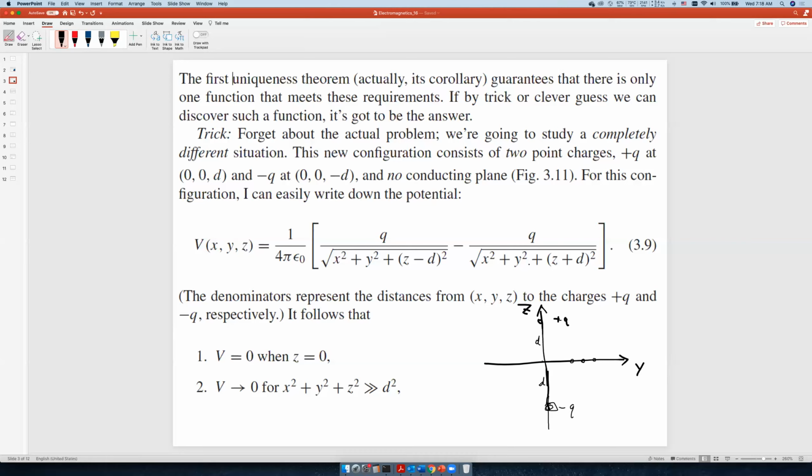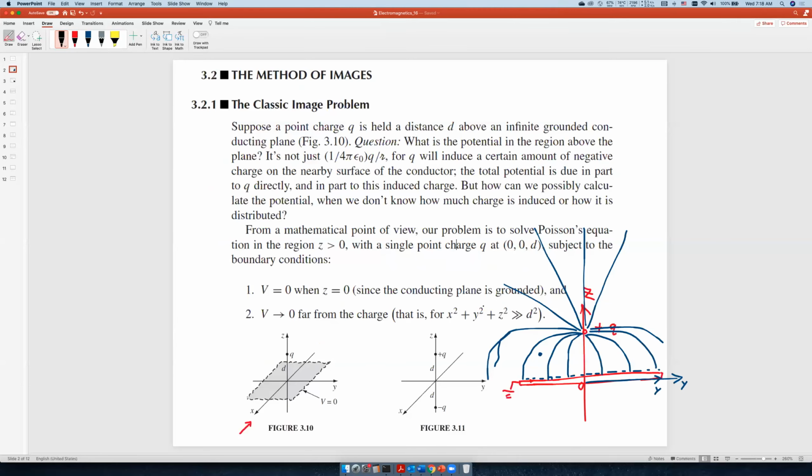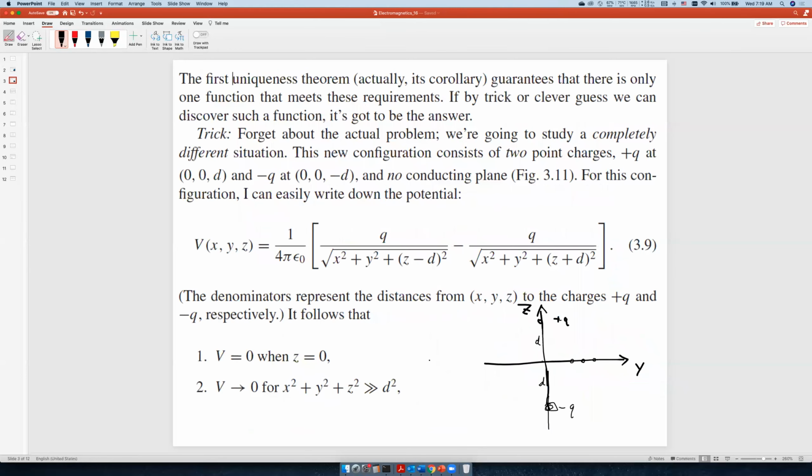Then in order to calculate the potential above the plane, we don't have to really consider the conductor. What we can do is just replace the conductor by another charge, which is negative Q here. It's called an image charge. If you calculate the situation in this case, you will have the same potential as the previous case when there's a conductor. Now, let's look at the field lines. The field lines should be the same.